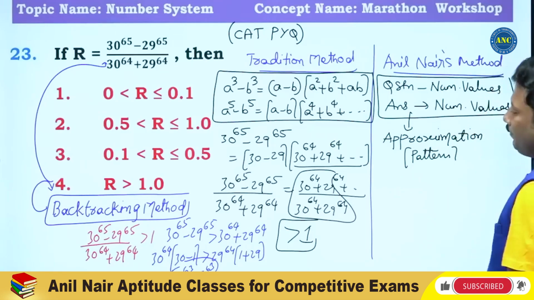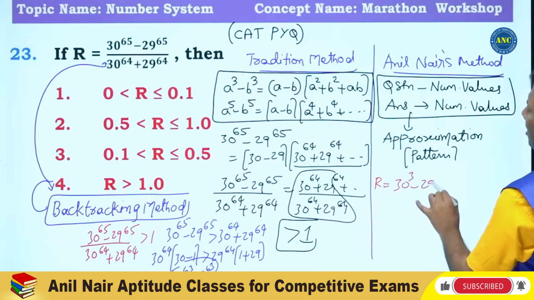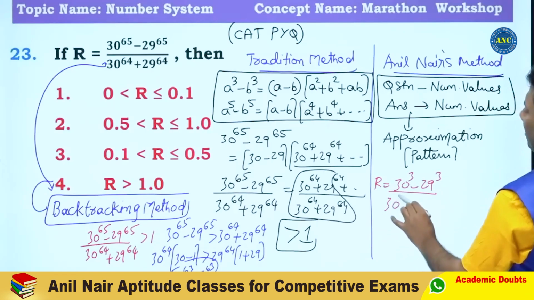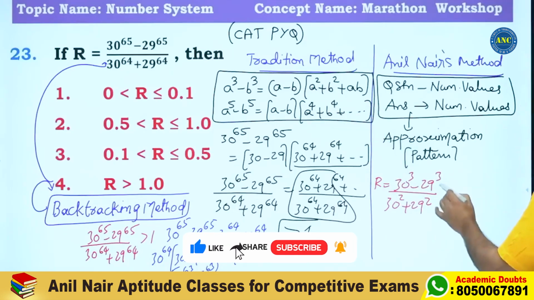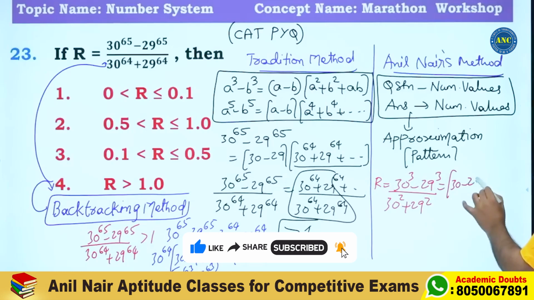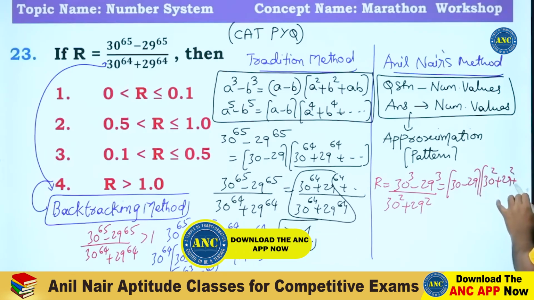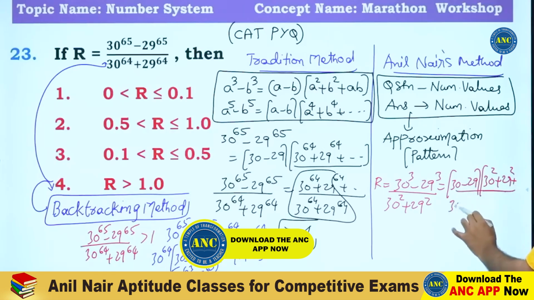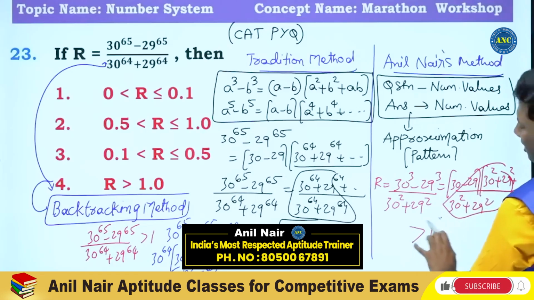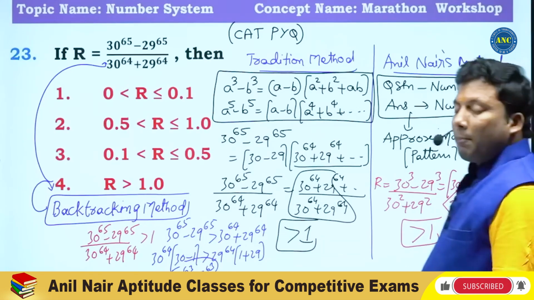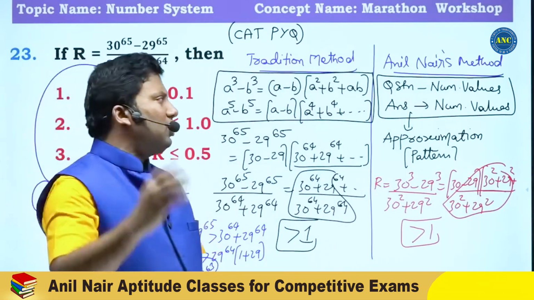So let me take a smaller value: 30 cube minus 29 cube divided by 30 square plus 29 square. I wrote a cube minus b cube and want to use that: a minus b into a square plus b square plus ab, divided by 30 square plus 29 square. These get divided. The answer is greater than 1. So for power 3, I am getting greater than 1. Power 4 is also greater than 1, and so on and so forth.